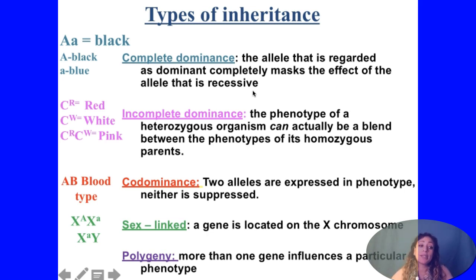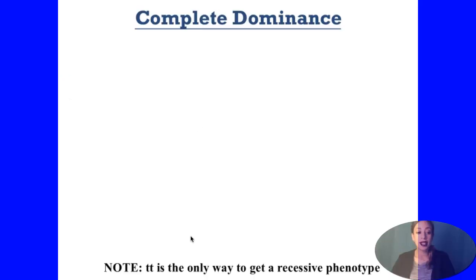That's complete dominance. And we have incomplete dominance. That's where the phenotype of a heterozygous organism can actually be a blend. So we'll talk about all of these individually in just a second though, so don't worry. And codominance is where both alleles are expressed in the phenotype, and they can also be considered sex-linked, which is where a gene is actually located on the X or the Y chromosome, but mainly we're going to be looking at it on the X because the X has so many more genes than the Y. So we usually are going to be looking at problems with X-linked inheritance.